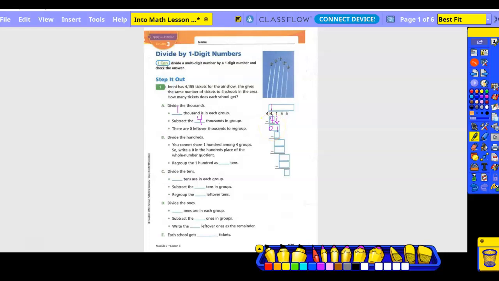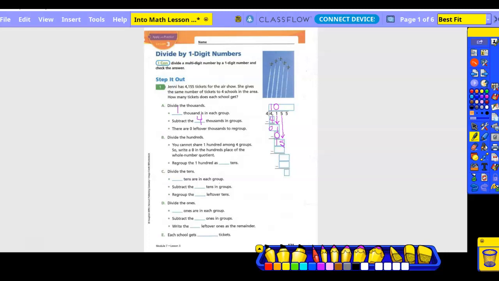Okay. Now we're dividing the hundreds. Can 4 go into 1? No. So I put a 0 up here to hold my spot. And then what is 4 times 0? Is 0. So now I subtract. 1 minus 0 is 1. And I bring down the 5.